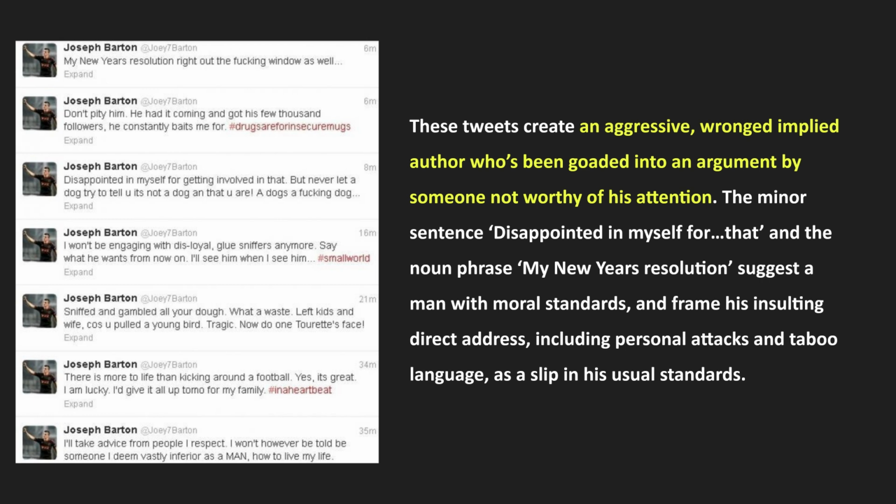I'll explain why I picked this text in a minute. There's some sample analysis so you can see what I think there is to say about it. If you want to read that, you can pause it and read it. I'm just going to read the topic sentence.